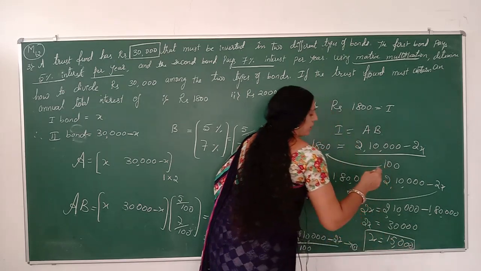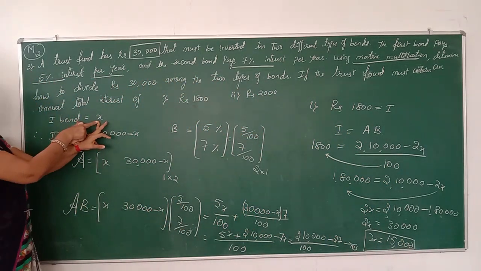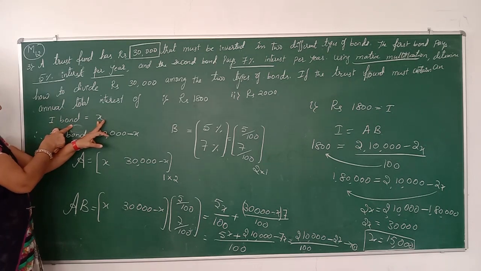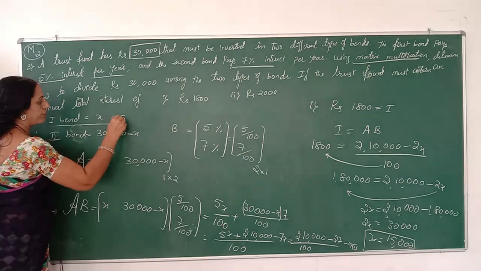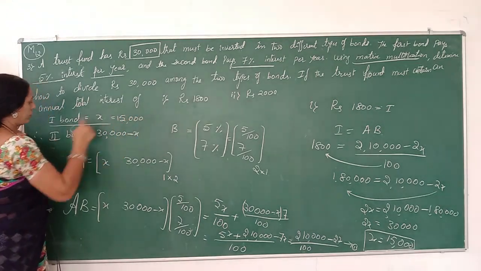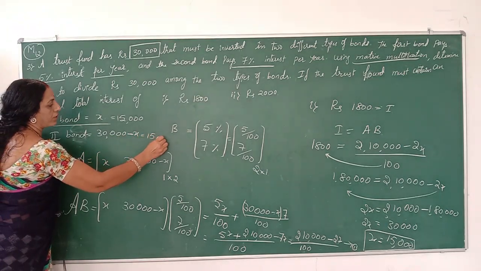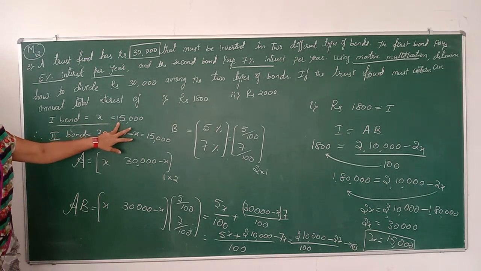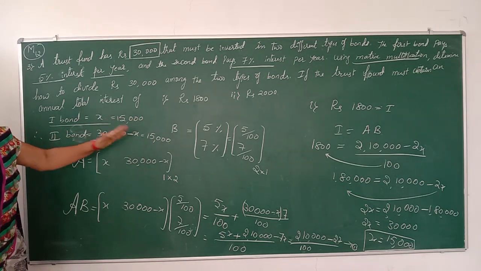Now, our assumption is that x denotes the amount in the first bond. Therefore the amount in the first bond is 15,000. Then what about the amount in the second bond? It is 30,000 minus 15,000, which is 15,000. Therefore the separate amounts of these two bonds are 15,000 and 15,000.